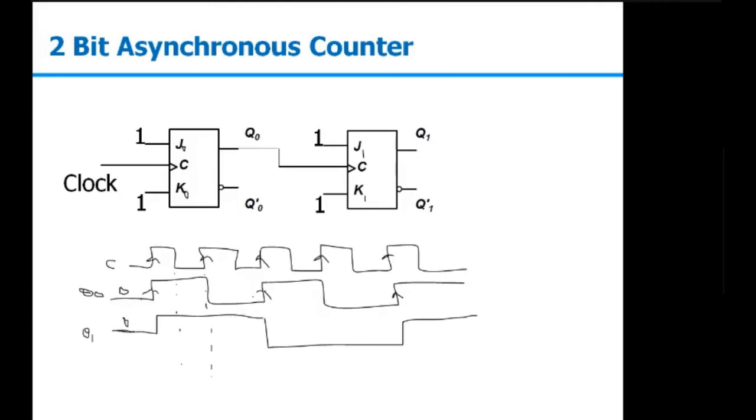I am just taking this in terms of clock only, sorry. This is 1. This is 1. After this clock, this is 0. This is 1. 1, 0, 0, 0, again 1, 1.